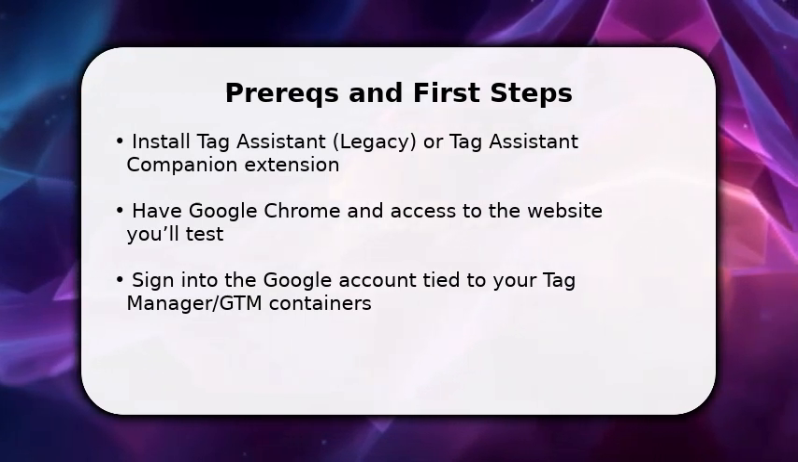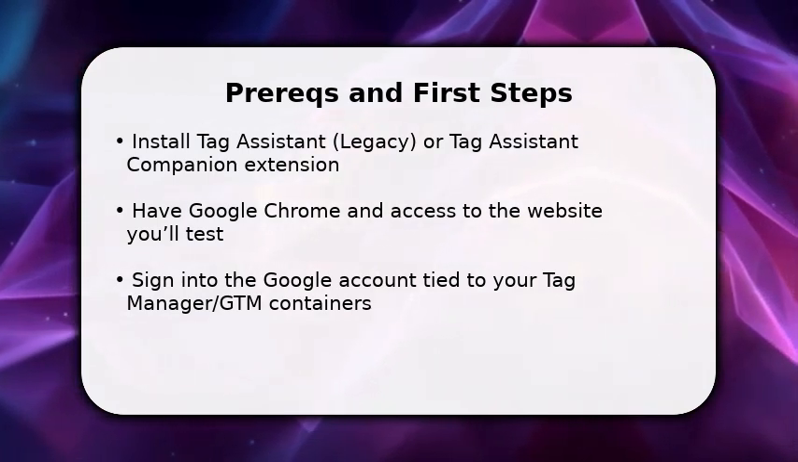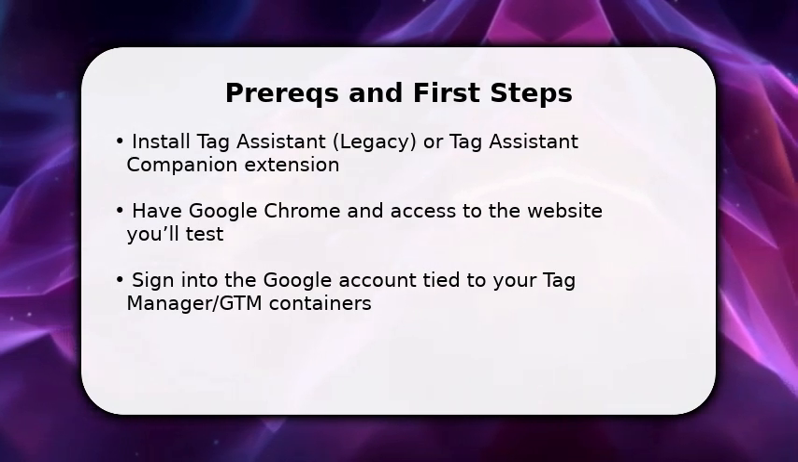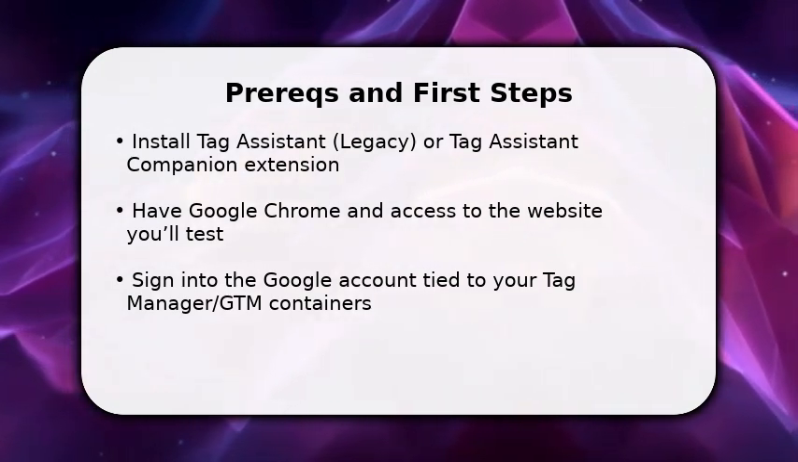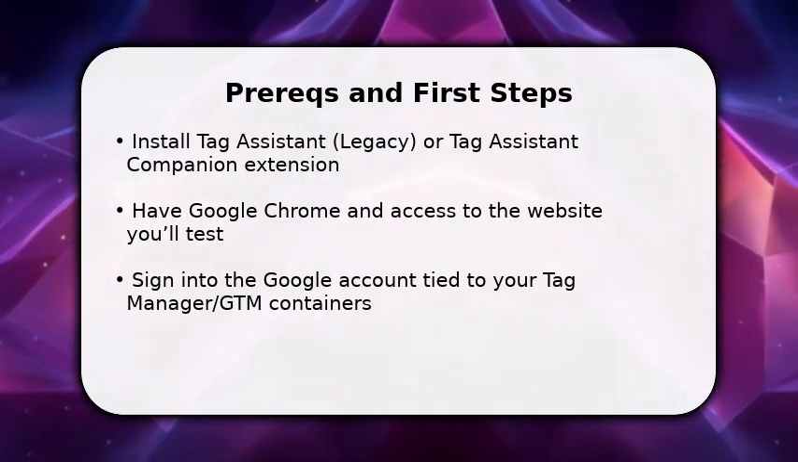Once done, click the extension icon, choose the Tag Assistant type you installed, and enable recording or connect to Tag Assistant Companion. This kicks off live validation so you can capture tag activity as you navigate the site.